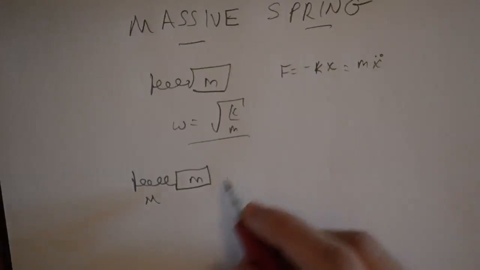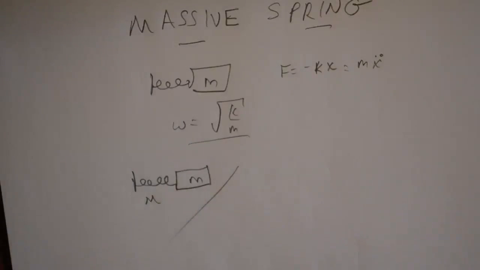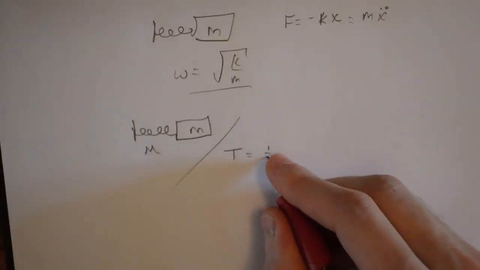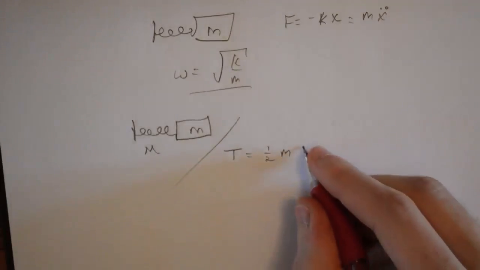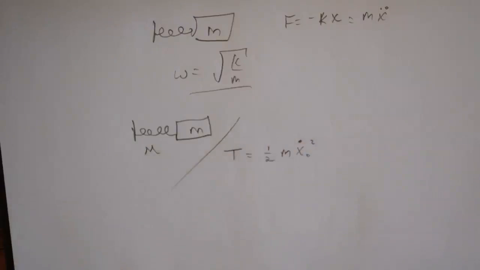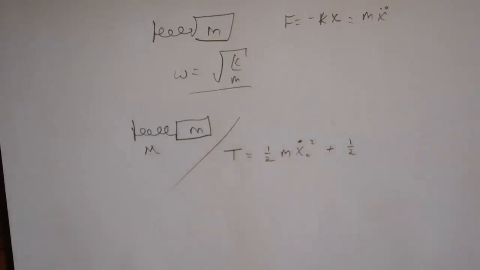So the first thing we want to do in this problem is to write down the kinetic energy of this system. So the kinetic energy of the entire system, I'll denote by the letter T, is equal to 1/2 m x naught dot squared plus 1/2, wait a second, I don't know what to write here, as a matter of fact.